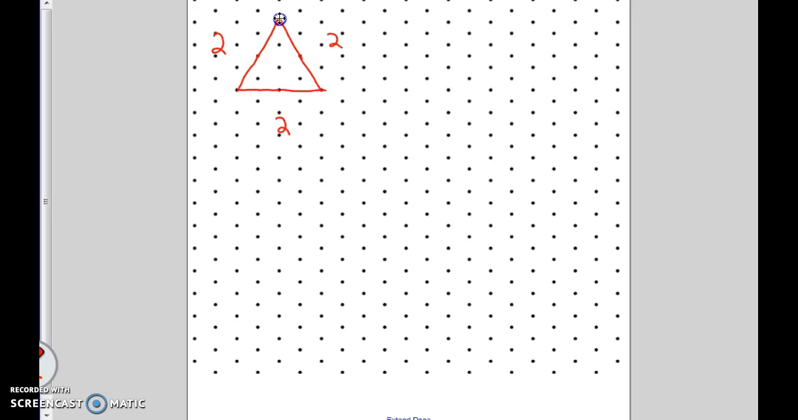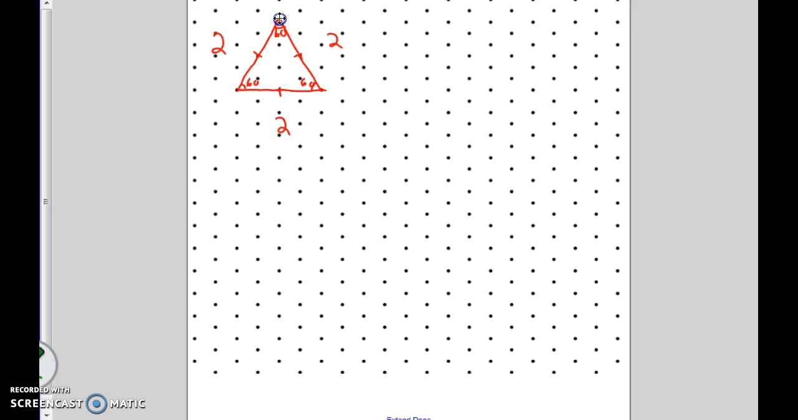What do you know about an equilateral triangle? Good. The angles and the sides are all the same. So all these sides right here are the same. But I also know that all these angles right here are the same, correct? How big are the angles? 60. Very good. So all of these angles right here are 60, 60, and 60.